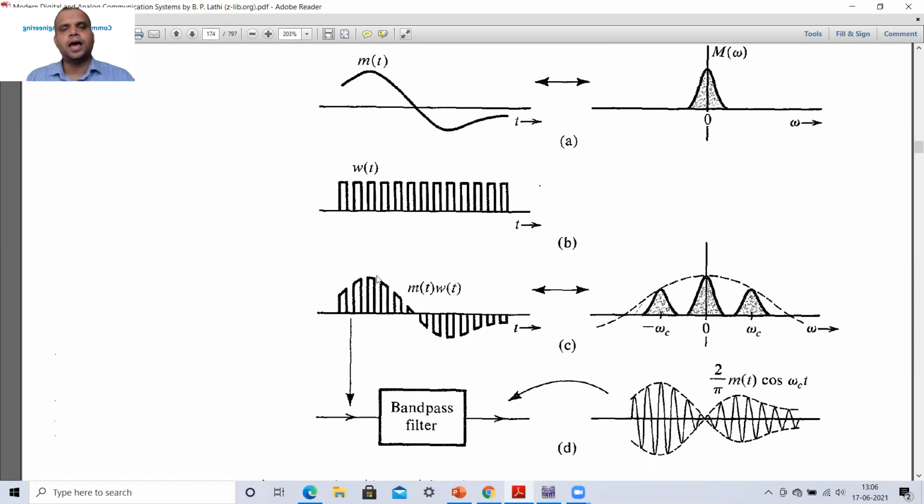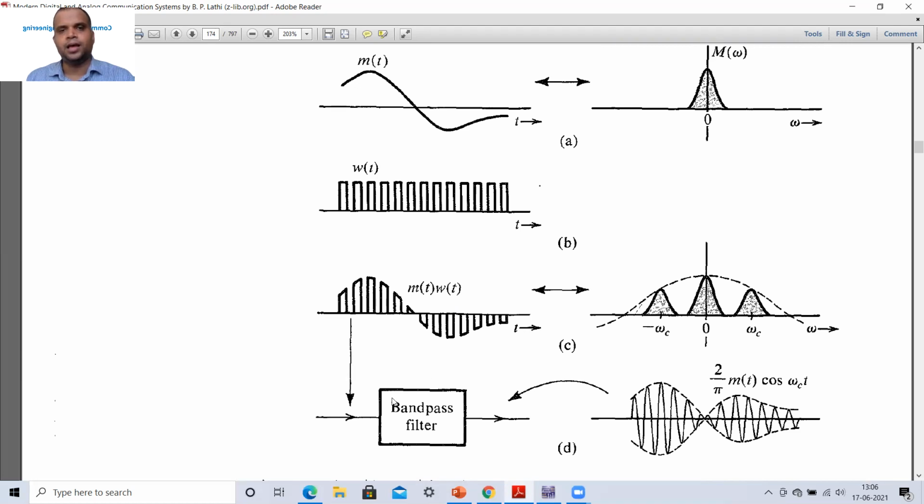I request all the viewers who have not seen my theory lecture of this ring modulator to please go to that lecture. I will also be sharing the link for my video lecture on the ring modulator. Please go to that particular lecture to clarify your concept. We need to multiply these two, and then we will get this type of output, and this output has to be filtered out by using a band pass filter.